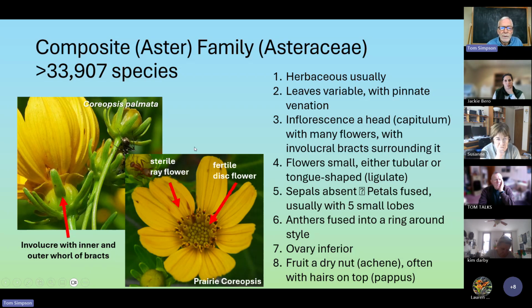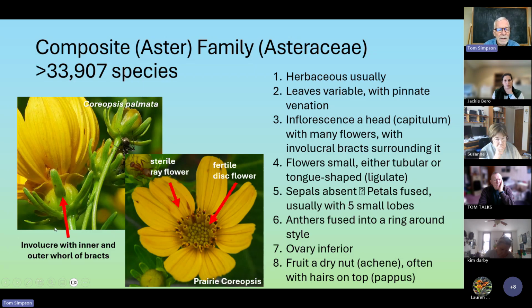Here we have the coreopsis, which has sterile ray flowers and fertile disc flowers. So in this case, we know ray flowers, meaning sterile, they never have stamens, so they don't have stamen or pistil. So the disc flowers are both male and female.